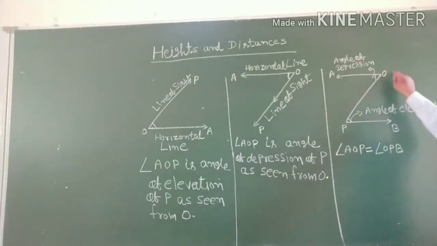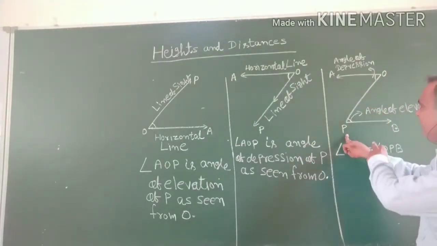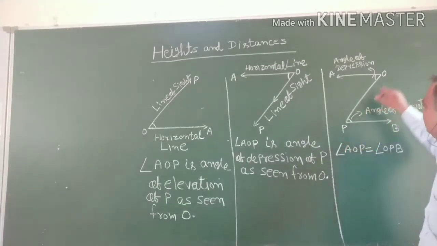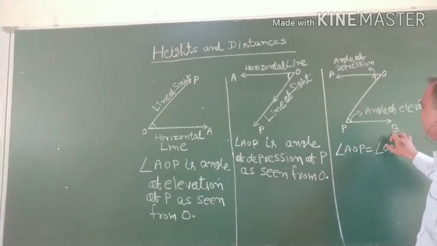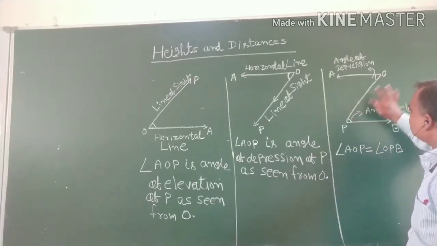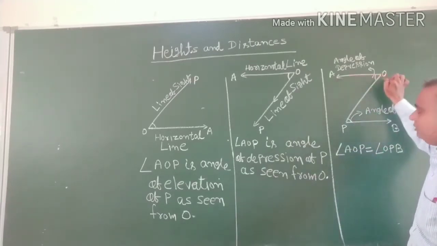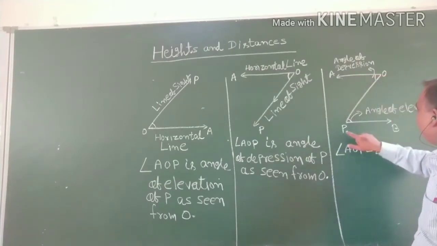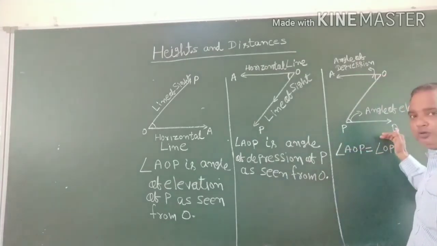Now AOP is the angle of depression. OPB is the angle of elevation. OP, in both cases, is the line of sight. Here AO is the horizontal line, and PB is also a horizontal line.